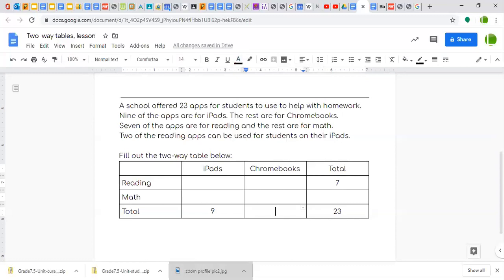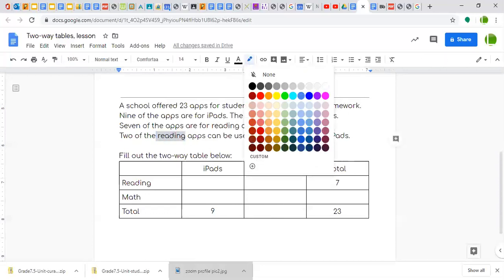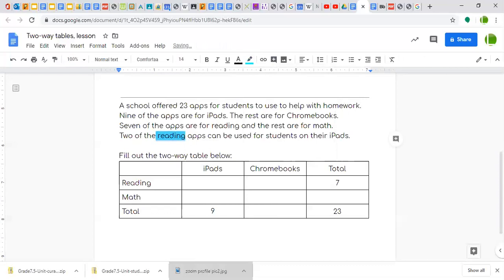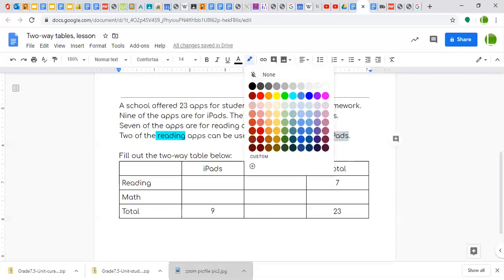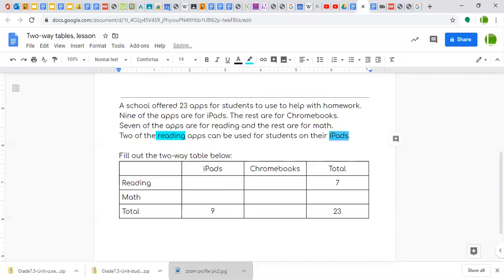This very last one says 2 of the reading apps can be used for students on their iPads. So if I go to this row that represents all of the reading apps, I know that 2 of them are used for iPads. So this is again that same thing where I've got reading happening and I have iPads happening. So I have 2 pieces of information going to one number. So I can put in that box where those 2 things meet, reading and iPads meet right there.